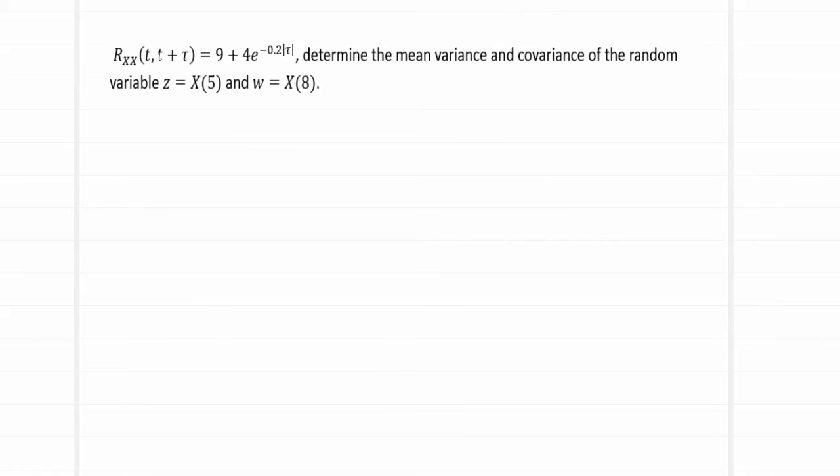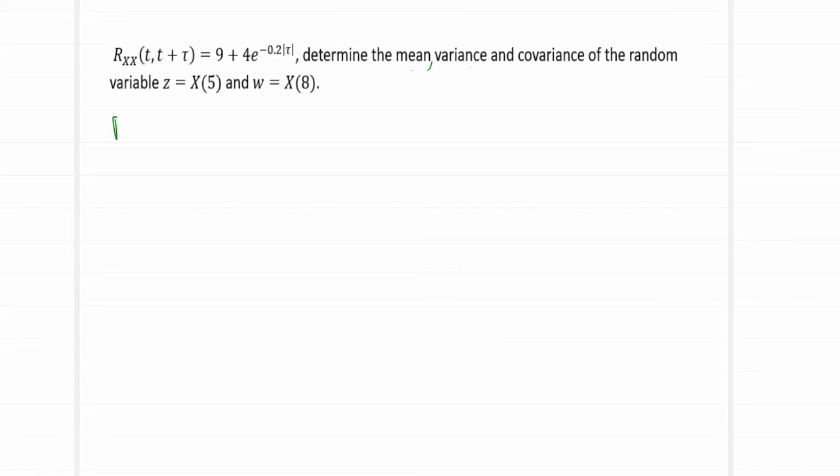And now moving on to the next problem, we have rxx of t comma t plus tau is 9 plus 4 e power minus 0.2 tau. We will have to determine the mean, variance and covariance of the random variables Z is equal to x of 5 and W is equal to x of 8. So till now we have been doing only the mean and variance of the process given the autocorrelation. Now we have been given random variables for which we have been asked to find the mean and variance.